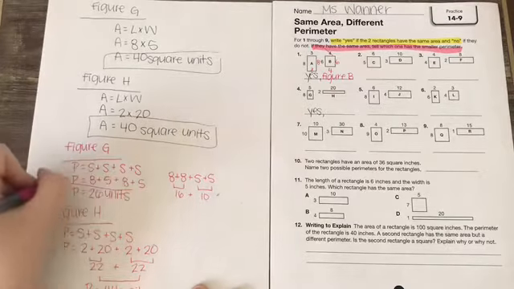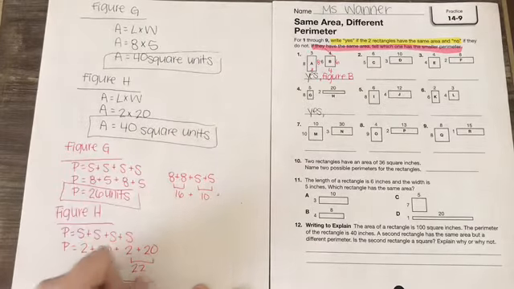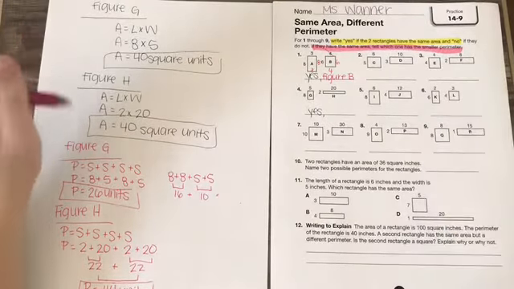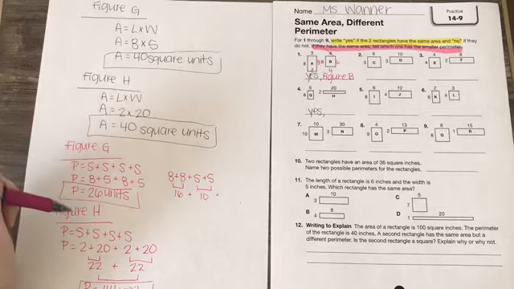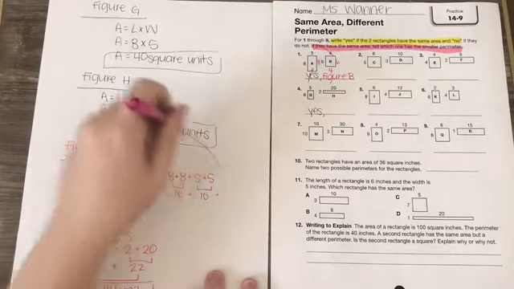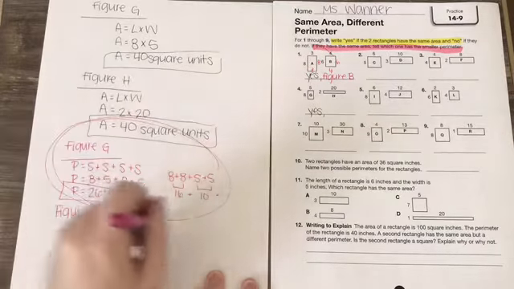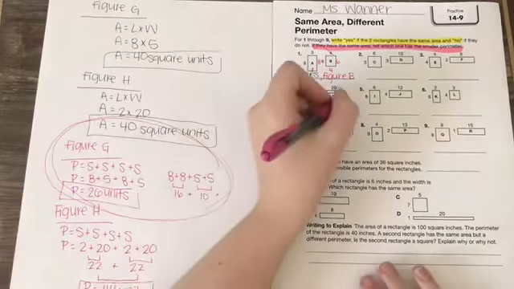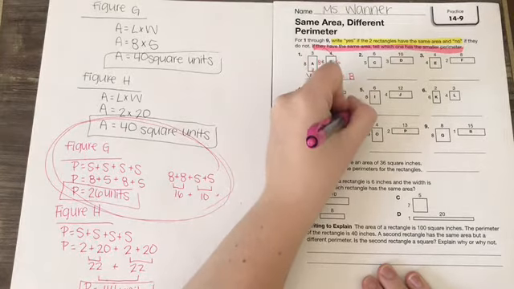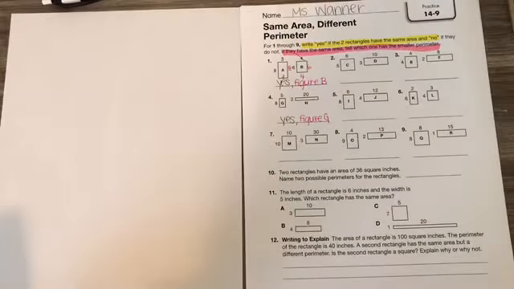Units. All right, so now it's asking us which one has the smaller perimeter? Well, which one of these has the smaller perimeter? We have a perimeter of 26 and a perimeter of 44. Exactly. Figure G is going to have the smaller perimeter. So I'm going to write figure G.